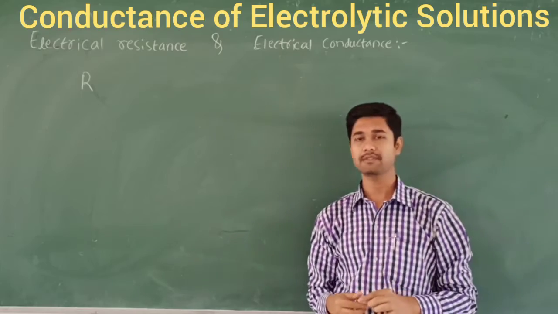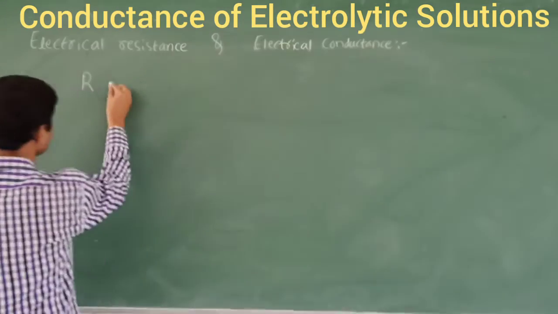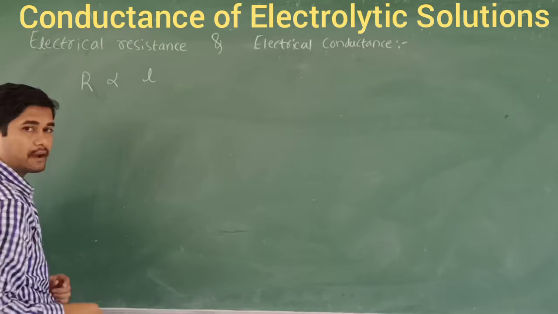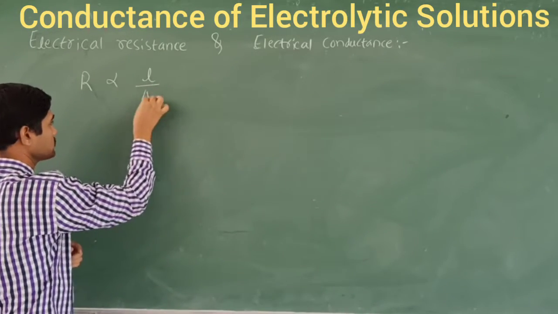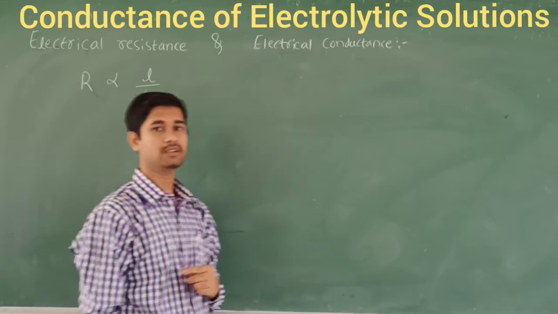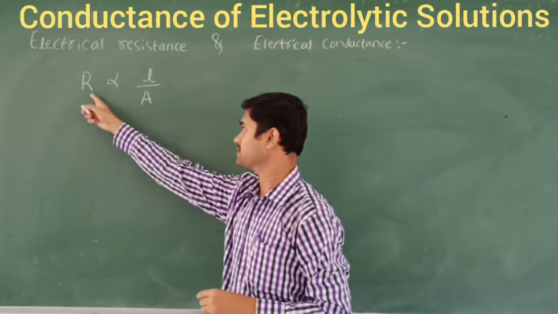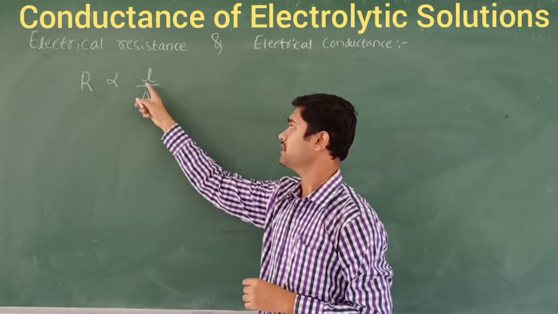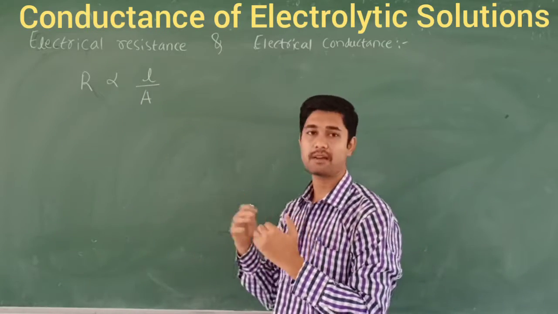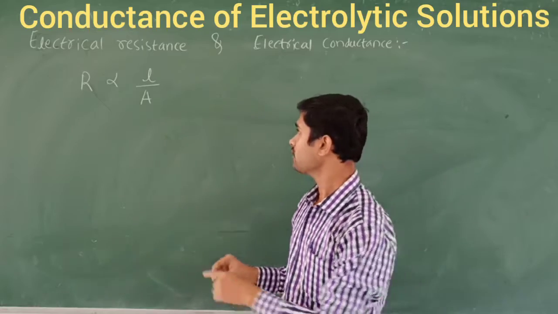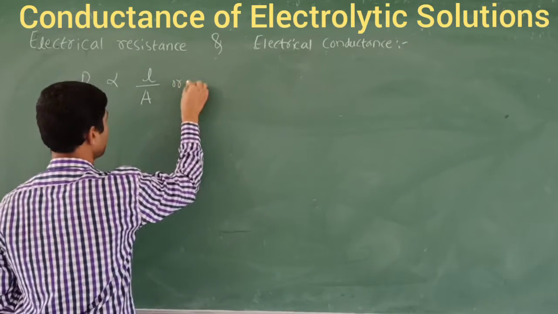The resistance of any material is directly proportional to the length and inversely proportional, I mean 1 by A, inversely proportional to the area of the cross section A. So this is called the resistance, this is called length, and this is the area of the cross section. How much area the current should pass through, that is called area. R, we are going to write it as R.